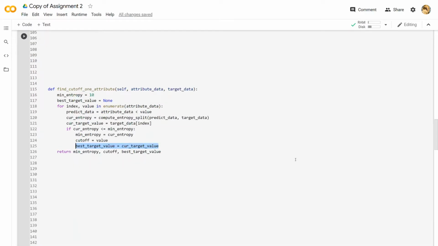There is a potential logical error in the function finding the cutoff value of one attribute. The best target value decided when the entropy is smallest might not be the best option. There might need to be more computation to decide what is the best target value with a given cutoff value.